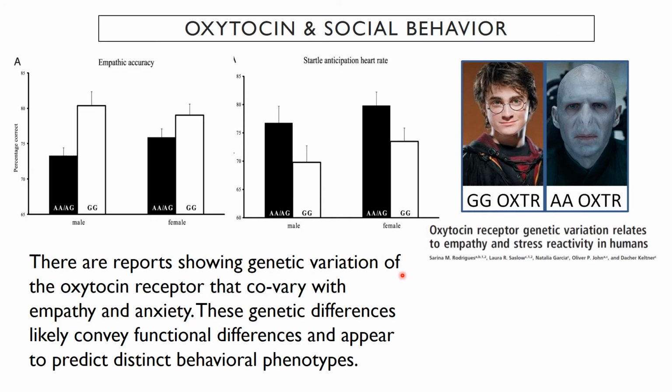It looks like oxytocin is also involved with social behavior, and this is true in humans, it looks like. There's some genetic variability in the oxytocin receptor within humans. In the nucleotides, there's a small little difference, some variability. We see some that have AA or AG as a variant, or they have GG. And it looks like the ones that are GG tend to show more empathy.